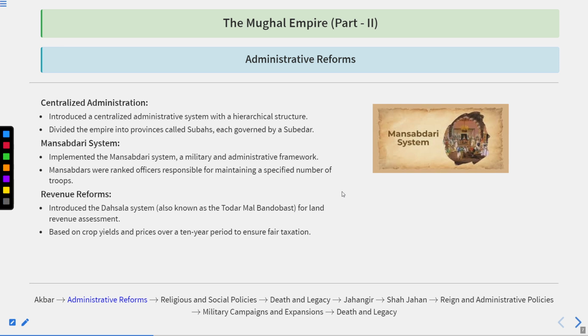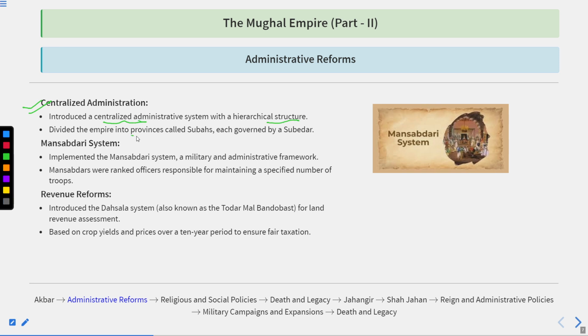So Akbar is known for his administrative reforms as well as some religious and social policies. First we will discuss some administrative reforms, then we will discuss some religious and social reforms done by Akbar. His centralized administration was very powerful. He introduced a centralized administration system with a hierarchical structure.